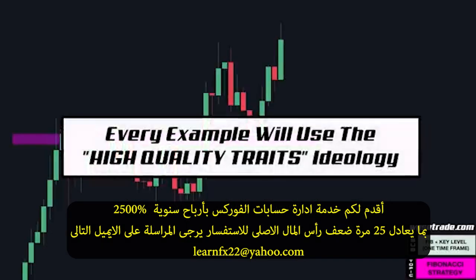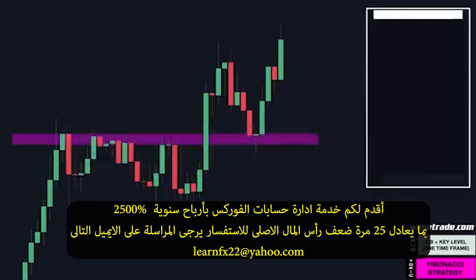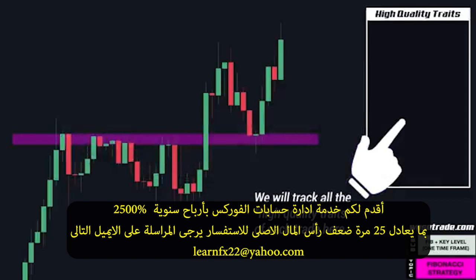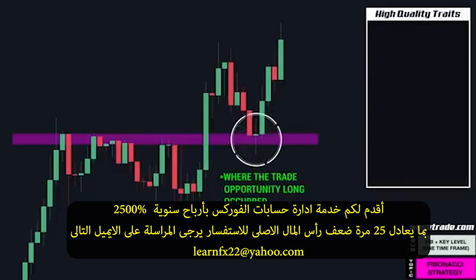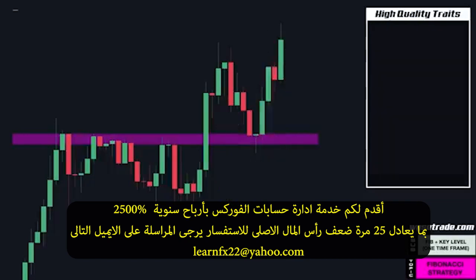Now, every example we go through, we will do it through the process of identifying and listing high quality traits. This here is where the trade qualities list and counter will appear. This here is where the trade opportunity presented itself. So let's go through the high quality traits that this trade opportunity had. This is the 1 hour time frame.